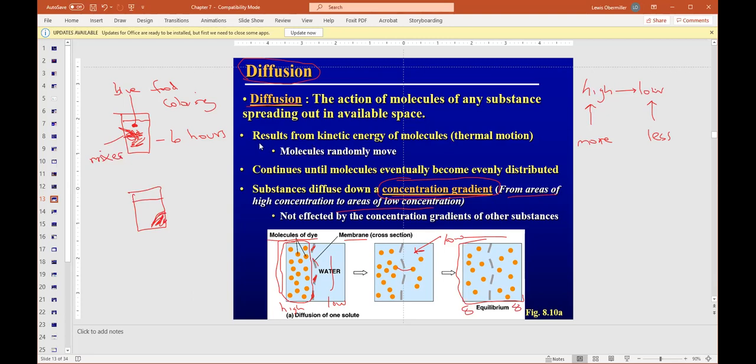And remember, this results from the kinetic energy of the molecules. The water molecules move, and the definition of temperature is kinetic energy, right? The more kinetic energy, the higher the temperature. The less kinetic energy, the lower the temperature. And you can go all the way to absolute zero.